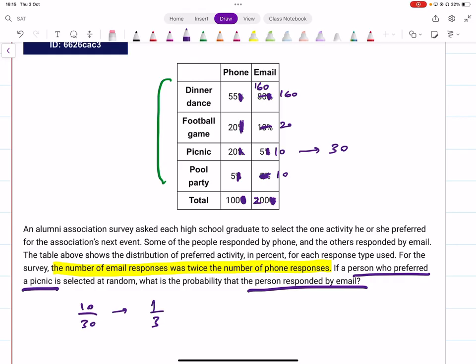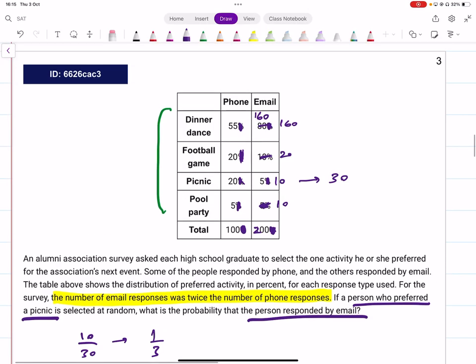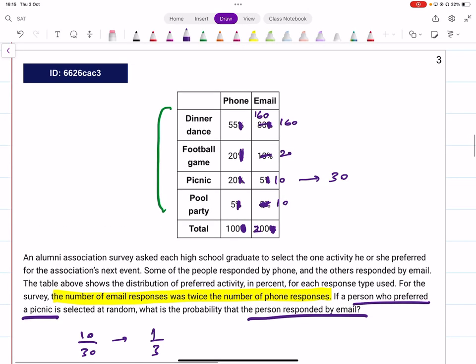Is that okay? That was question number 3 from this. Any problems? No? Okay. Next is question 5.